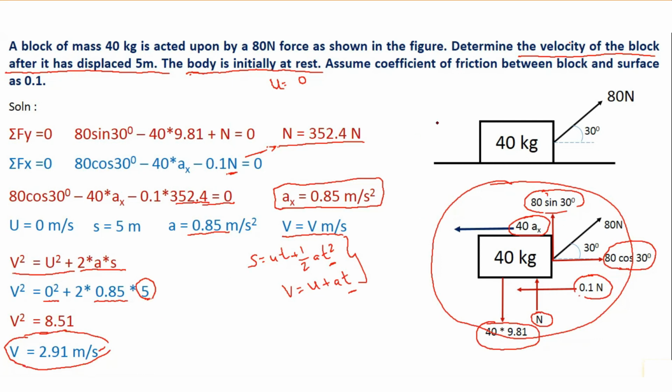We were required to determine the velocity of the block after it has displaced 5 meters. So answer is velocity is 2.91 meter per second when the block has displaced 5 meters. And this completes the solution.